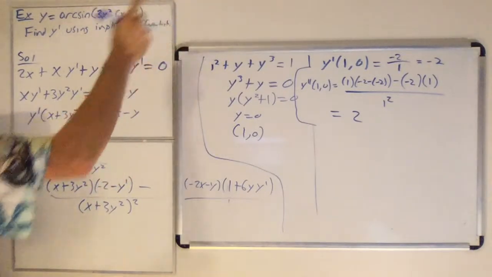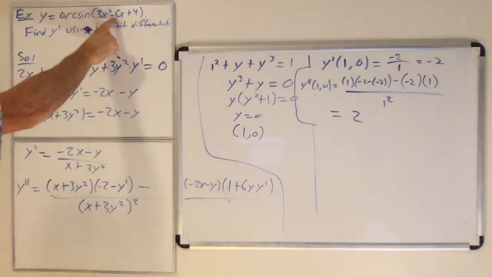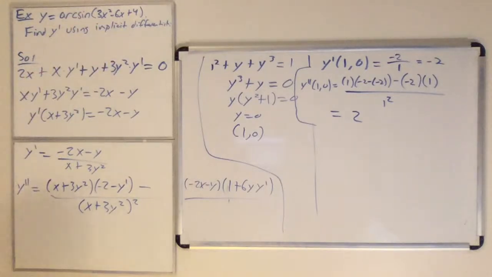All right, you can figure out what the rest of that word is. There's just not space. So y is equal to arc sine of 3x squared minus 6x plus 4. You want to find y prime using implicit differentiation. Okay, so how do we get started on this question? I'll leave this up while you guys are commenting.